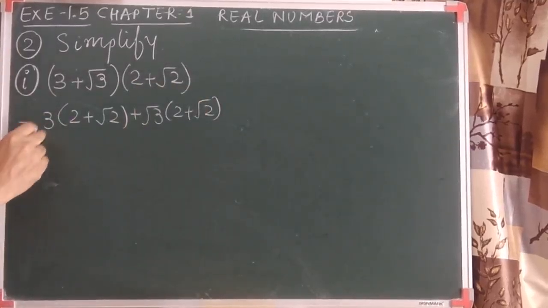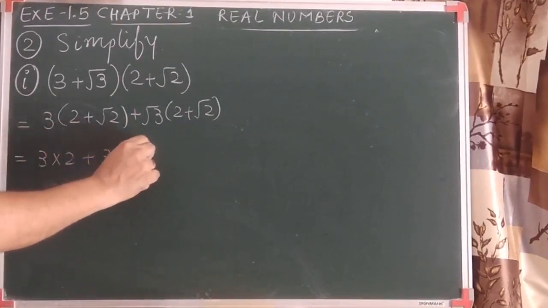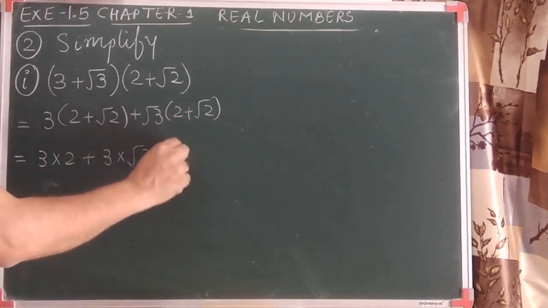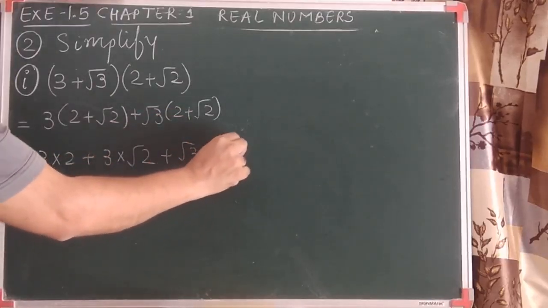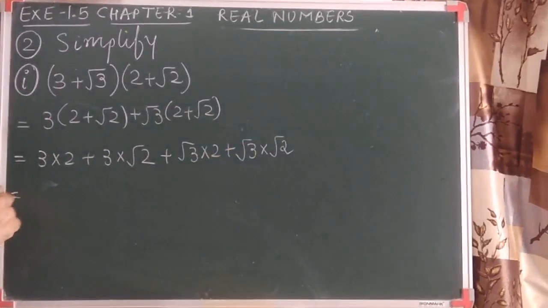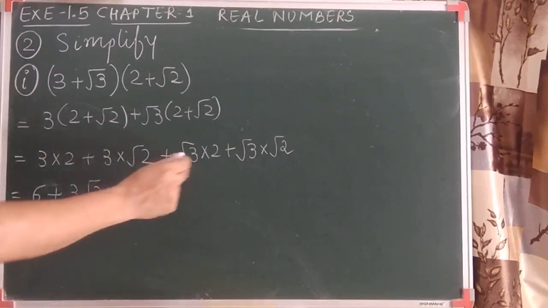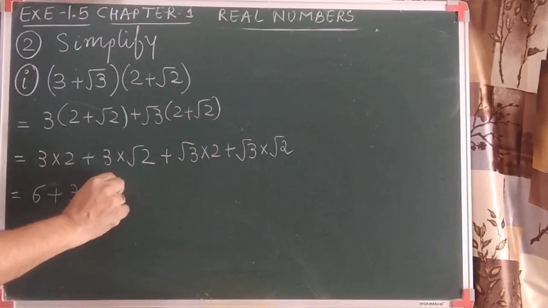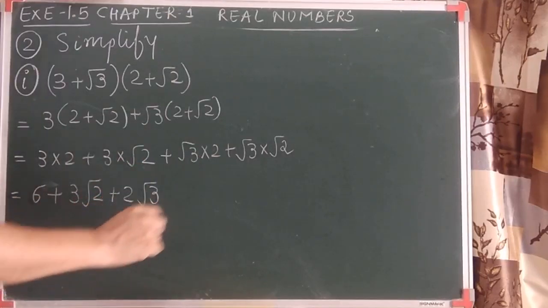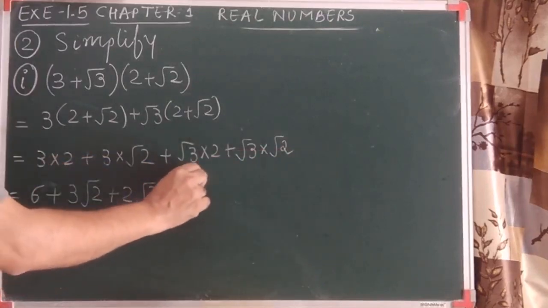Again the distributive property, 3 with 2 plus 3 with root 2. The same with this, root 3 with 2 plus root 3 with root 2. Now we remember, we discussed rational, irrational. Rational with rational, the product is possible, 3 2s are 6. Rational, irrational, product is not possible, 3 root 2. Rational, irrational, product is not possible, so 2 root 3. Root 3, root 2, irrational, irrational, product is possible, so it is root 6.